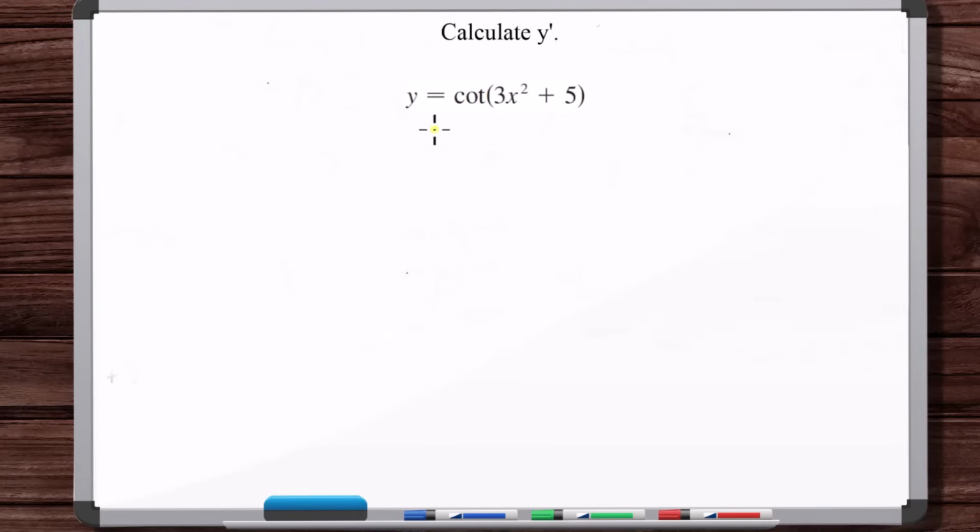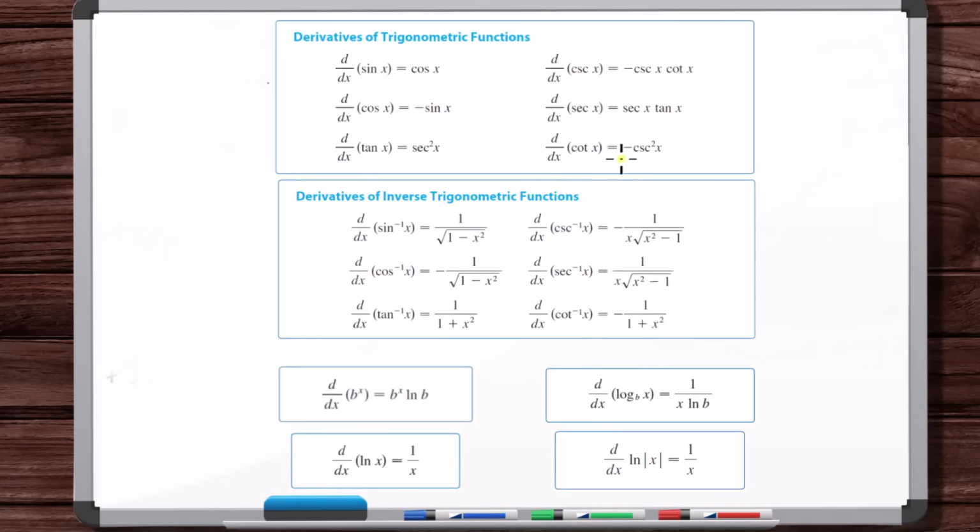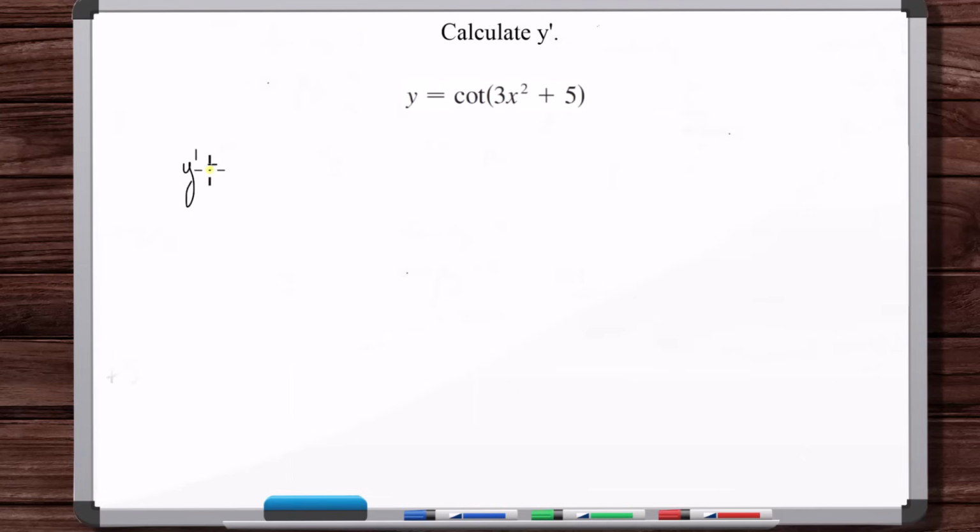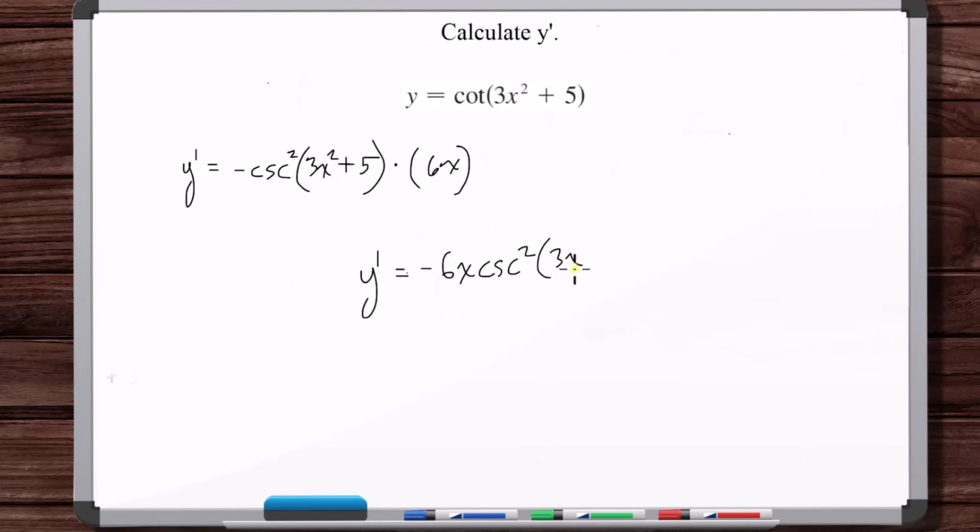Okay, chain rule. What is the derivative of cotangent of something? Minus cosecant squared of that something. So minus cosecant squared, okay, times the derivative of that something. What is the derivative of 3x squared plus 5? 6x. All right, so minus 6x cosecant squared of 3x squared plus 5.